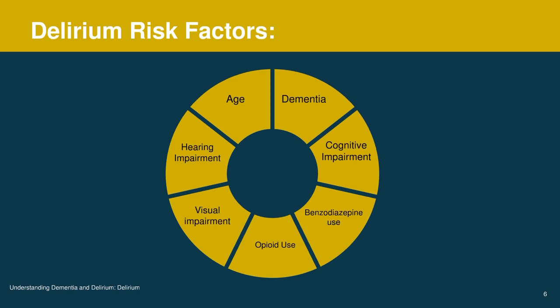So what are the risk factors? What makes people more prone to getting delirium? For a start, age. As the person's age increases, you're more at risk. If the person has dementia, or if they have cognitive impairment, changes in their thinking processes. If they're on certain medications like benzodiazepines or opioids. If they're visually impaired or hearing impaired, so they may not be understanding the environment around them so well because they're not seeing or hearing properly.